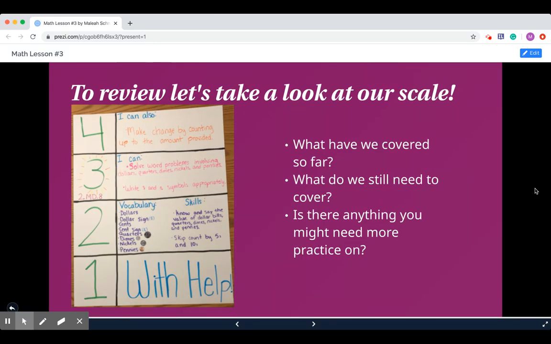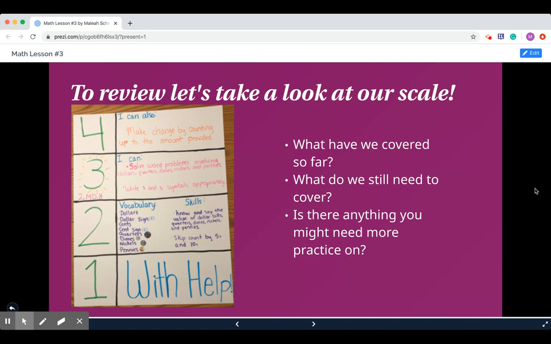So, what have we covered so far? Well, according to our proficiency scale, we are almost at our 3. We have worked on solving some word problems that involve dimes, quarters, pennies, nickels, and dollars, and writing our dollar and cent symbol appropriately, but we haven't quite worked on solving word problems while trying to determine if we need to subtract and addition. We have just been focusing on one.